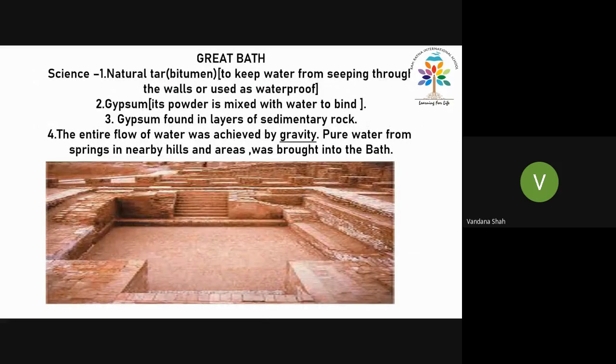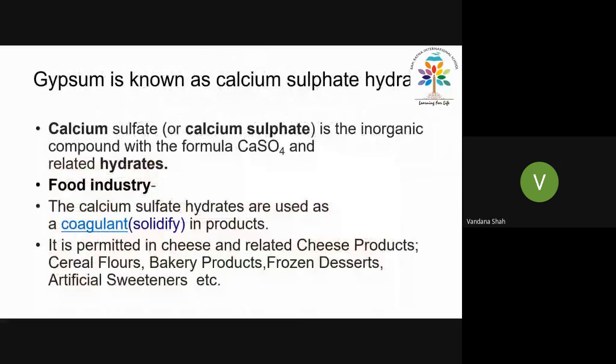Yes, ma'am, next slide. So in your chemistry class, children, your teacher will teach that gypsum is known as calcium sulfate hydrate, and it is also utilized in the food industry, because it solidifies the product. The formula is CaSO4, that your ma'am will also teach when she comes to take your chemistry class. Yes, ma'am, next.